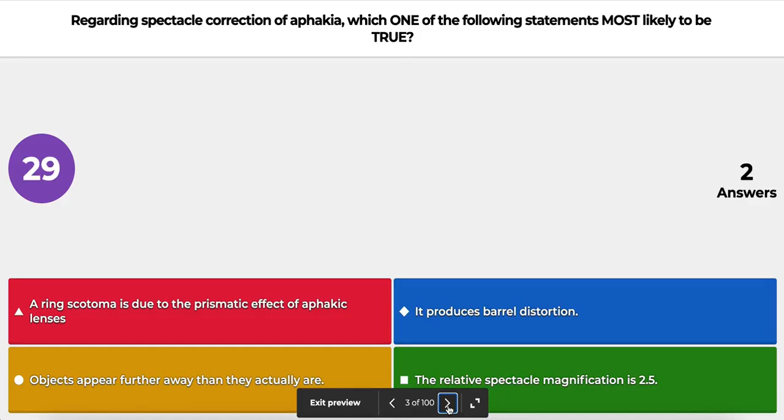Starting with the first question, regarding spectacle correction of aphakia, which one of the following statements is most likely to be true? A ring scotoma is due to prismatic effect of the aphakic lenses, or it produces barrel distortion, or objects appear further away than they really are, or the relative spectacle magnification is 2.5. So what will be your right answer?